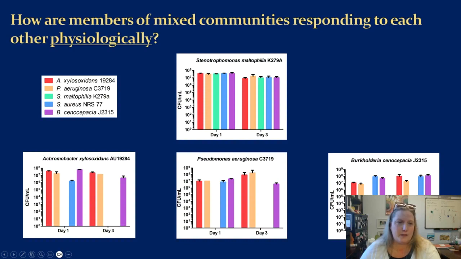What you don't see is green bars, and what that means is Achromobacter is killed by Stenotrophomonas. Similarly, we see the same in Pseudomonas aeruginosa. Stenotrophomonas tends to kill that one as well. It also doesn't do so good with staph, all right? And then the Burkholderia tends to grow well on its own and with others, except for Stenotrophomonas.